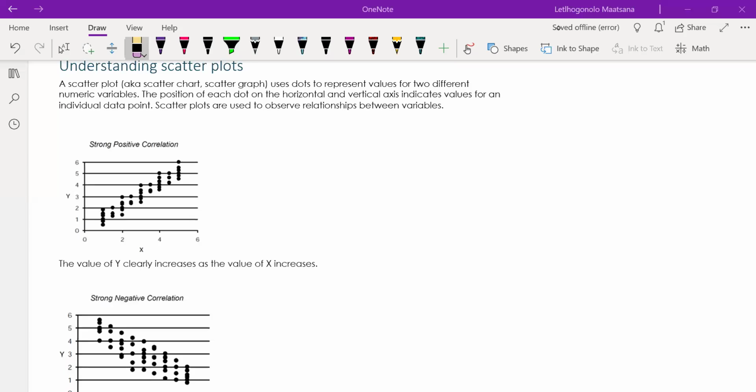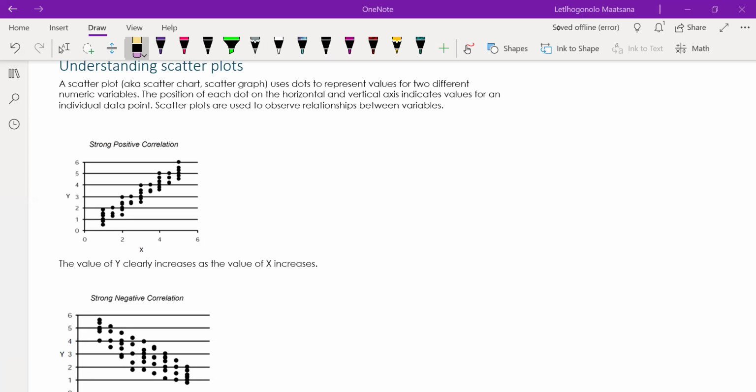Hi, in this lesson, we'll be talking about understanding scatter plots. A scatter plot, also known as a scatter chart or a scatter graph, uses dots to represent values for two different numerical variables. The position of each dot on the horizontal and vertical axes indicates the value for an individual data point. Scatter plots are often used to observe the relationship between variables.